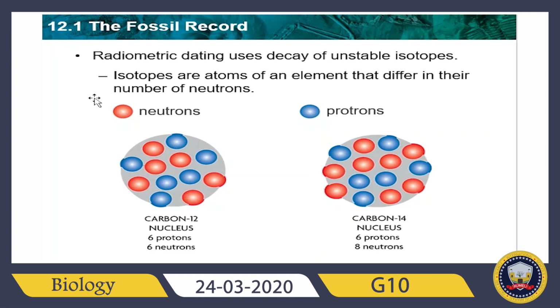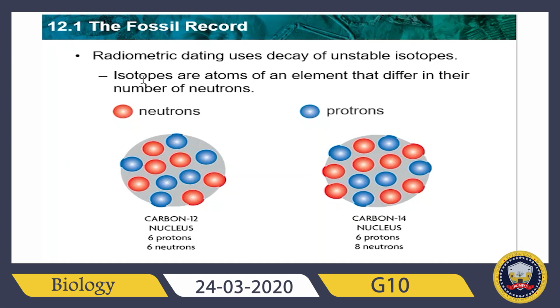So guys, radiometric dating is what? It is a technique that uses the natural decay rate of unstable isotopes found in materials in order to calculate the age of that material. So again, guys, radiometric dating is a technique that uses the natural decay rate of unstable isotopes found in materials in order to calculate the age of that material.